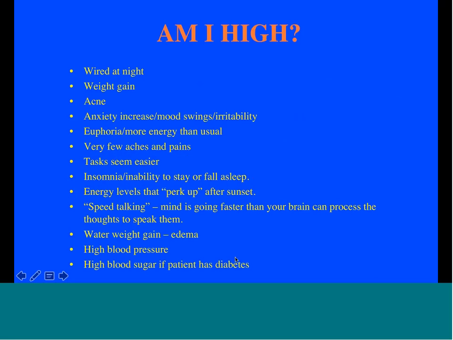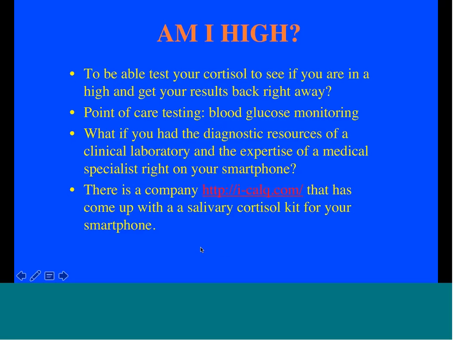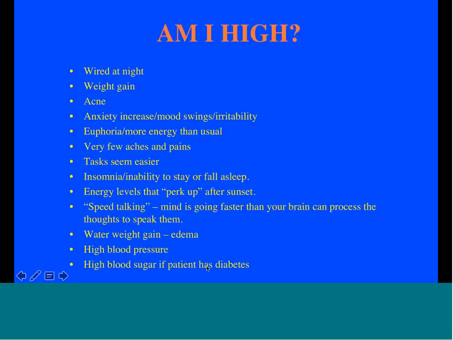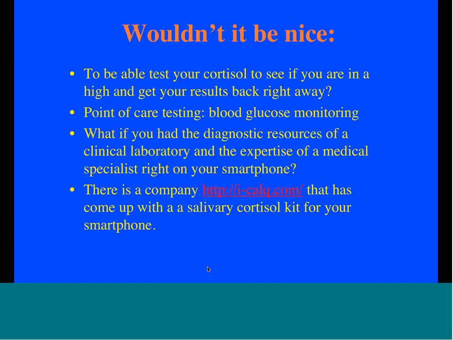Water weight, edema, high blood pressure, and if a patient has diabetes, high blood sugar. And we've often recommended that somebody check their blood sugars every night about 2 hours after dinner, and if there's a spike in their blood sugar, that would be a good time to test for a high. And as the Beach Boys said, wouldn't it be nice to be able to test your cortisol to see if you're in a high and get results right back right away?